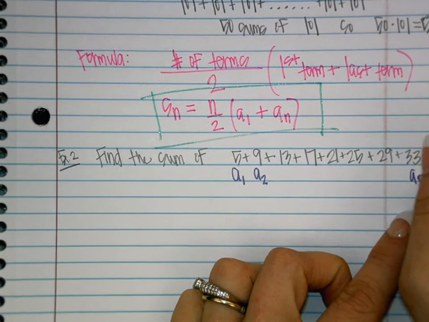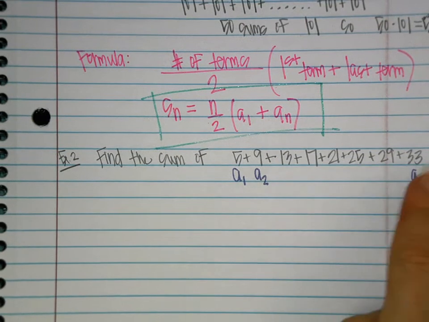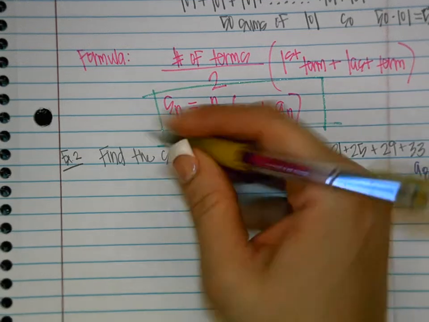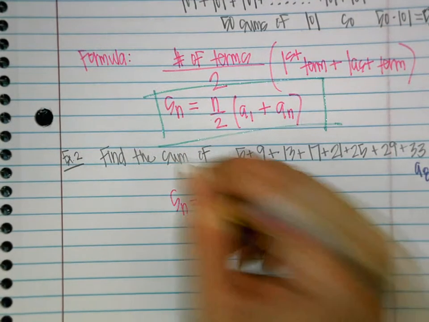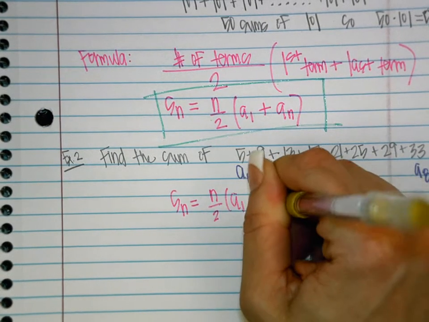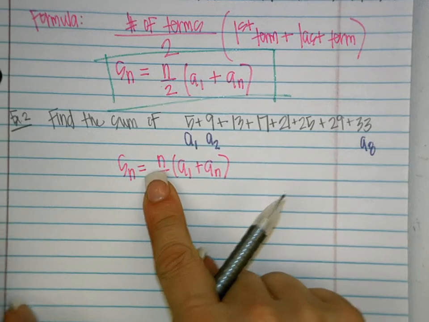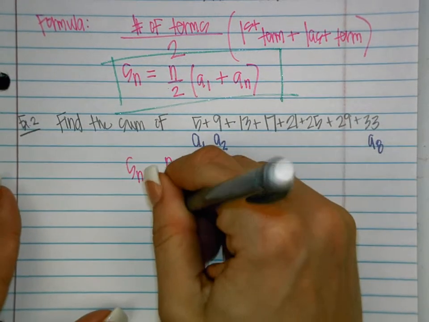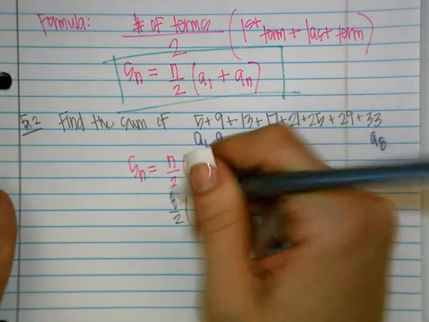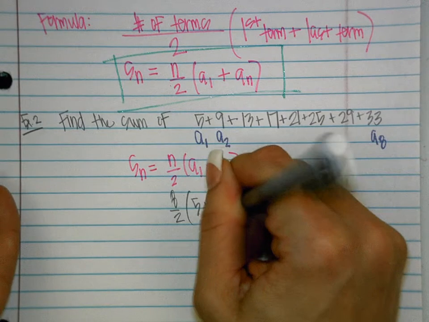You first need to figure out how many terms there are. Because we know what the first one is, we know what the last one is, but we need to know how many numbers there actually are. So to plug this into the formula, you're going to get S sub n is equal to n over 2 times A1 plus AN. If I plug in as much as I know, how many total terms are there? 8. So 8 over 2 multiplied by the first term, 5, plus the last term, 33. And you work it out.